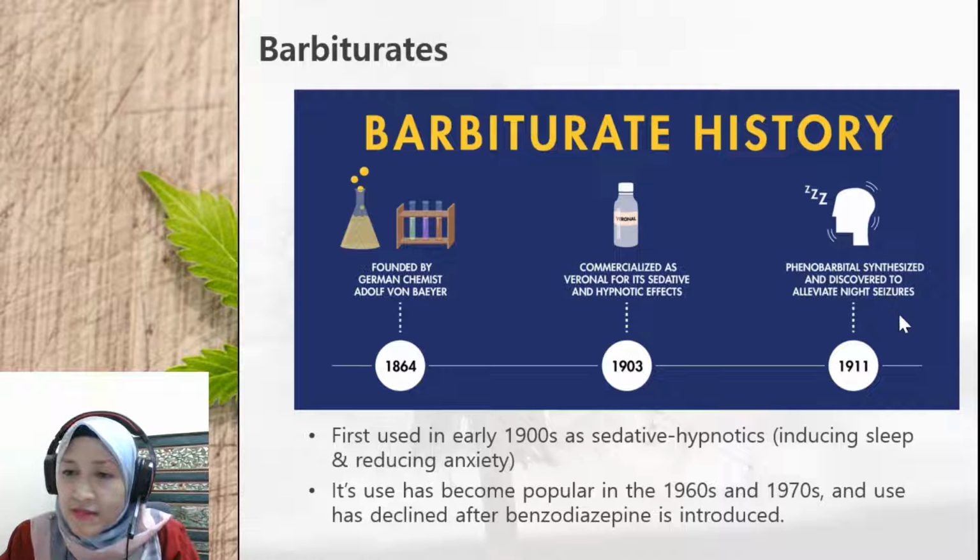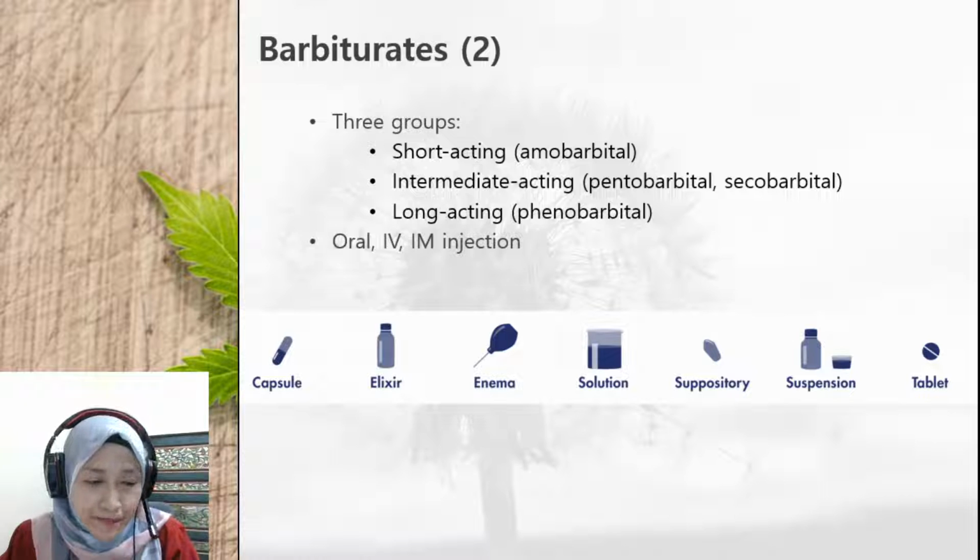Phenobarbital was synthesized and discovered to alleviate night seizures. So phenobarbital has also been used to treat night seizures. It became popular in the 1960s and 1970s. But because of its potential abusive and addictive effects, its use has declined. At the same time, benzodiazepines were becoming more popular. So barbiturate is quite an old drug actually.